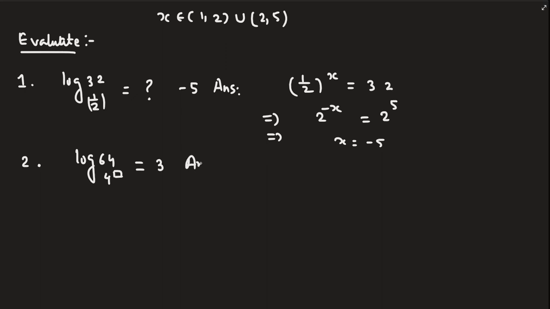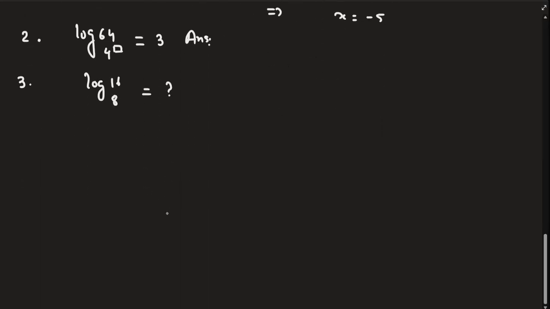So if the power of 4 is 3, then you are getting 64. Number 3: you have log 16 with base 8. What will be the power of 8 so that you will get 16? Suppose 8 having the power x, we are getting 16.